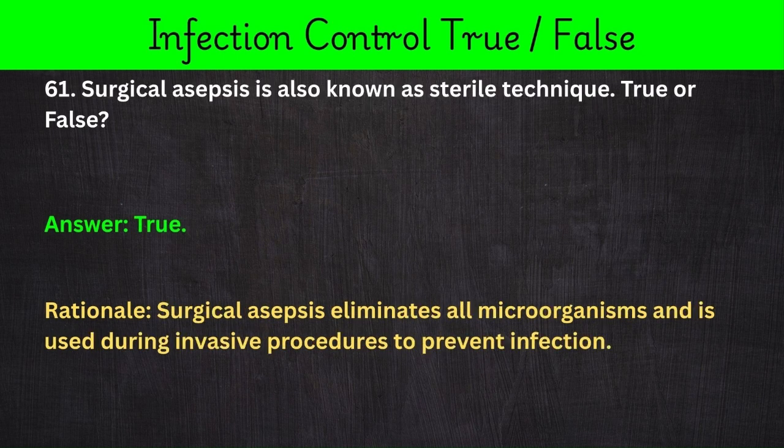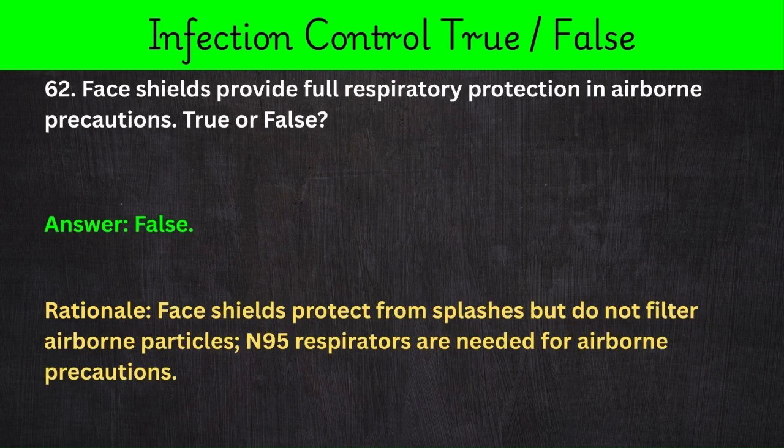61. Surgical asepsis is also known as sterile technique. True or false? Answer: true. Rationale: surgical asepsis eliminates all microorganisms and is used during invasive procedures to prevent infection. 62. Face shields provide full respiratory protection in airborne precautions. True or false? Answer: false. Rationale: face shields protect from splashes, but do not filter airborne particles, and N95 respirators are needed for airborne precautions.